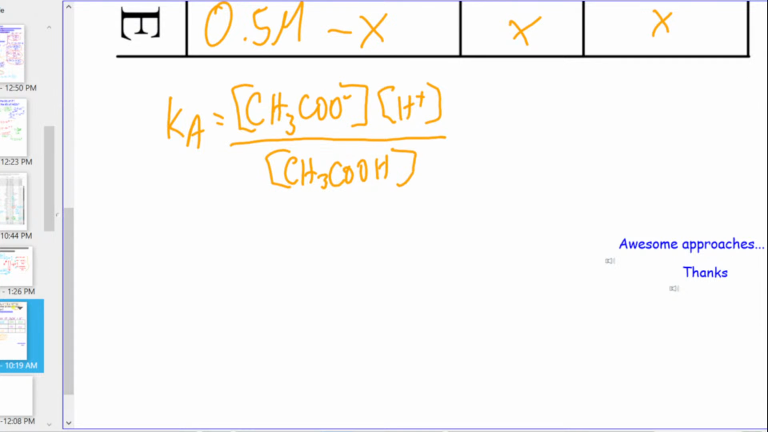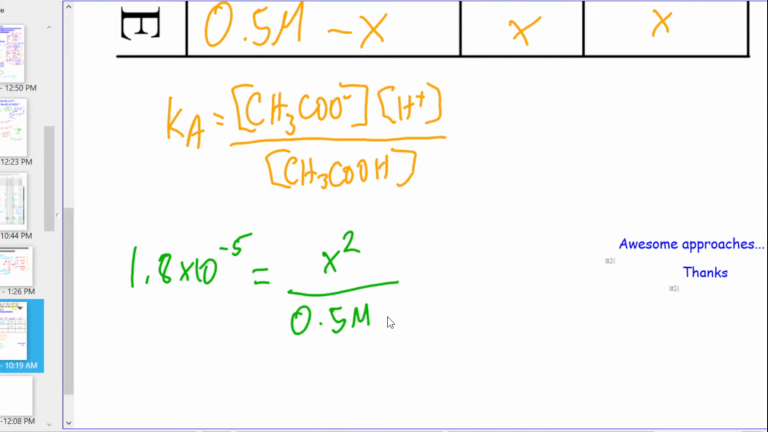What is Ka? X squared. X squared divided by. Oh, it's 1.8, I see. 1.8 times 10 to the, what does it say up top? Negative 5. And then, Katie, what is up here? X squared divided by 0.5 minus x. There we go.